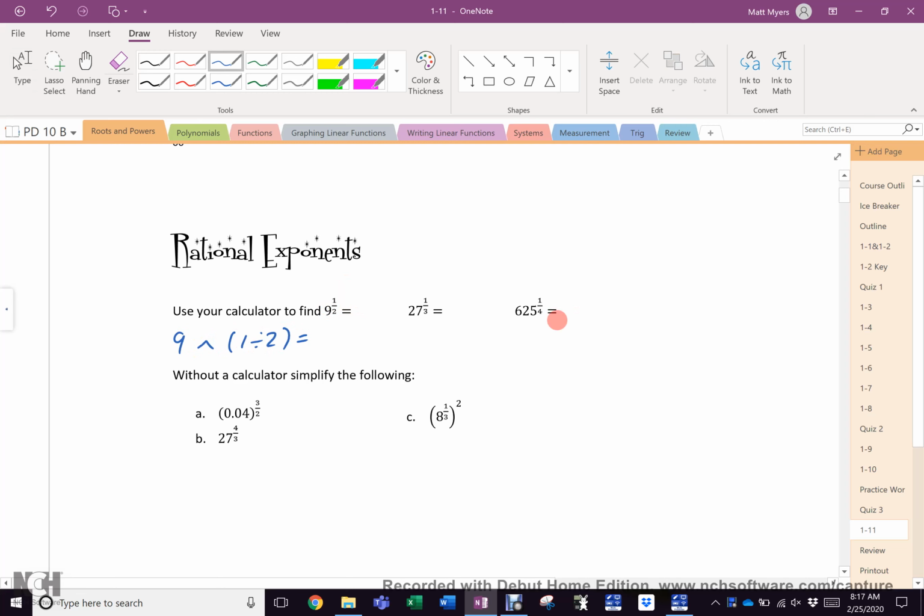9, exponent button, open brackets, 1 divided by 2, close brackets, equals. You don't have to. It'll take 2 seconds for everyone else to.